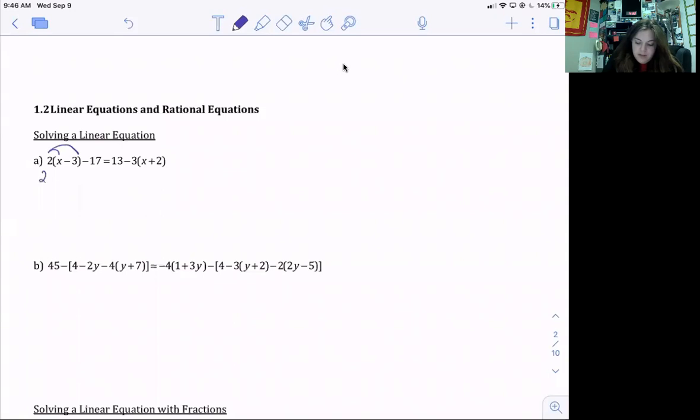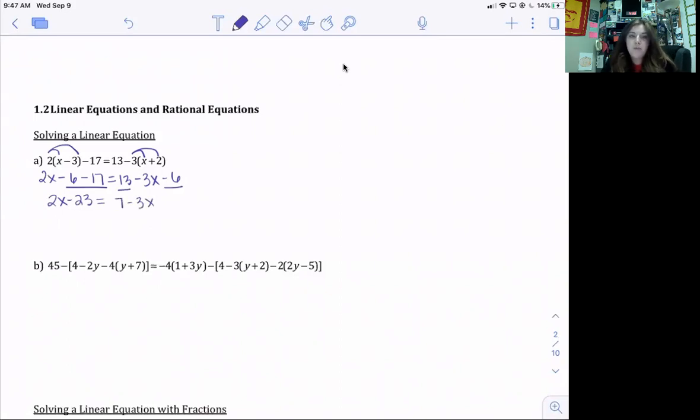So we have 2x minus 2 times 3 is 6, minus 17 equals 13. And now we're going to distribute the negative 3 into the parentheses, and we get negative 3x minus 6. We're going to combine like terms. So on the left-hand side, negative 6 minus 17 gives us a negative 23, which equals, and then 13 minus 6 gives us 7 minus the 3x.